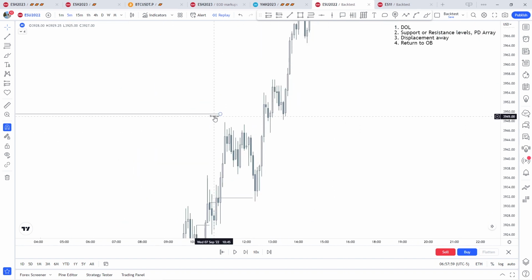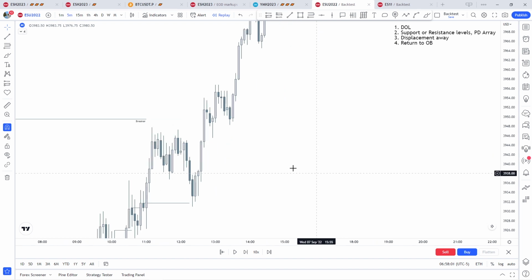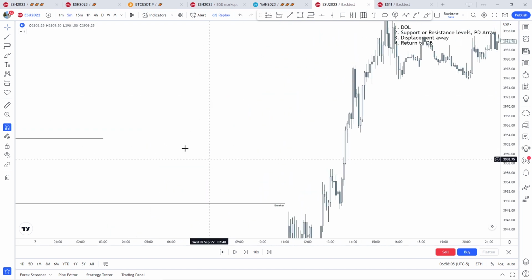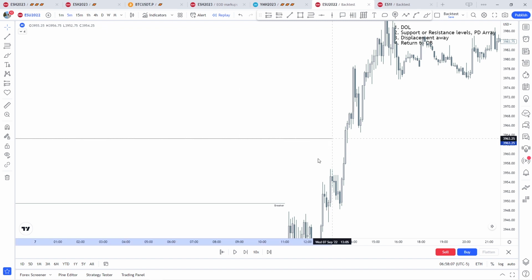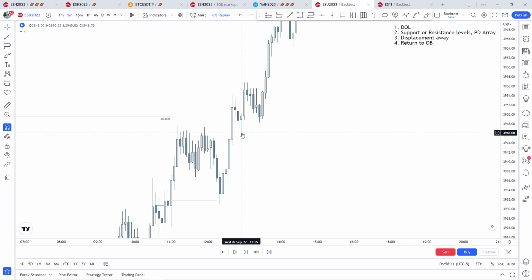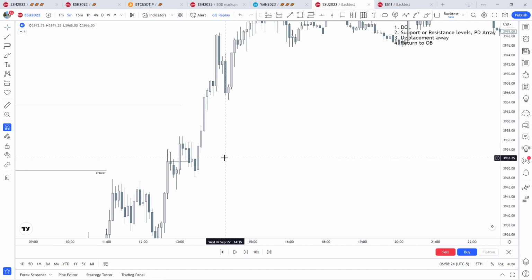So here we have the breaker. Again, what do we see? Our draw on liquidity, our first target is still here. Here we trade back into this FVG, trade back into probably a larger order block, displace away from it. This becomes our order block. Voila, we take the first target.